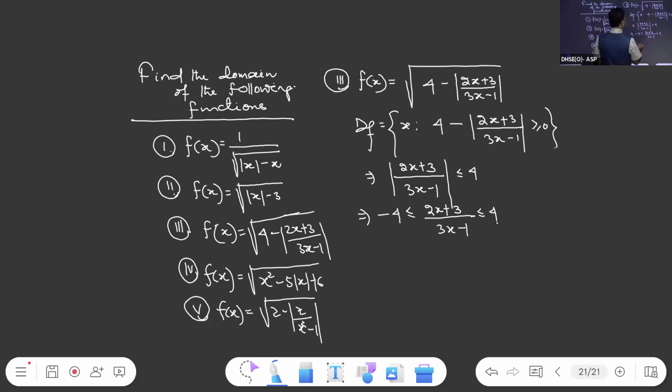So there are two inequalities: one is the left inequality, and the second one is the right inequality. We'll solve these two inequalities and take the intersection of the two. So first solve the left inequality. (2x+3)/(3x−1) ≥ −4. This implies (2x+3)/(3x−1) + 4 ≥ 0.